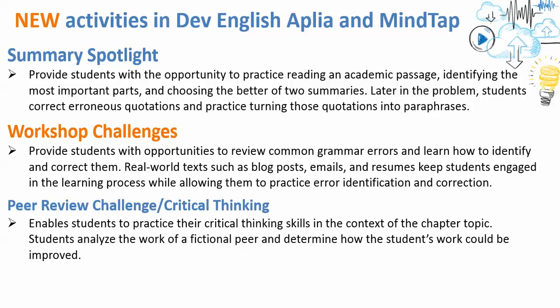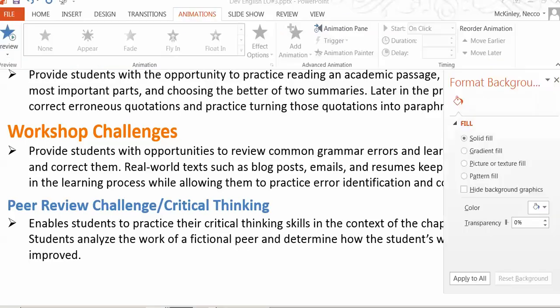Instructors have told us that it's so hard to get developmental English students to peer review each other's papers because they just say, oh, I like it, it was good, it was bad. Well, we're giving them activities where they can practice reviewing their peers' papers and focus on specific things that they should look at. So let's take a look at what this looks like inside a course.